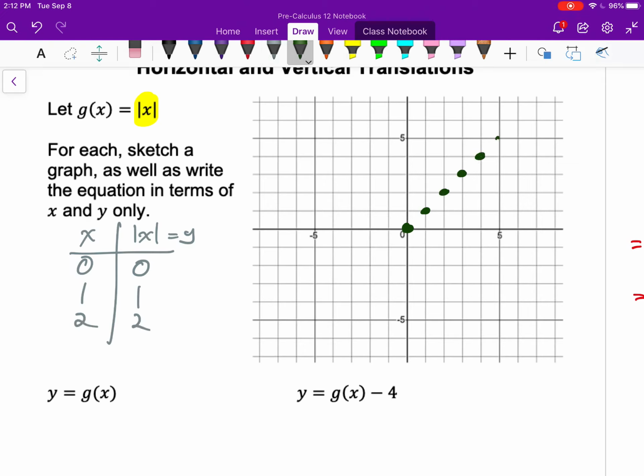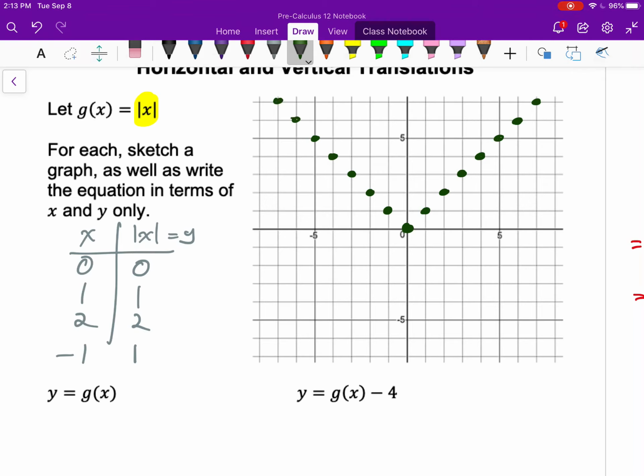So if x is positive, the absolute value of it is the exact same thing, and y is the same. Notice all these points I've drawn, the y coordinate is the exact same as the x coordinate. However, what if x is negative? Negative 1. Well, the absolute value of negative 1 is positive 1. So when x is negative 1, y is positive 1. And when x is negative 2, y is positive 2. When x is negative 3, y is positive 3, and so on.